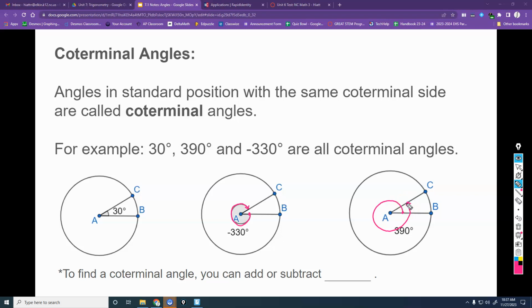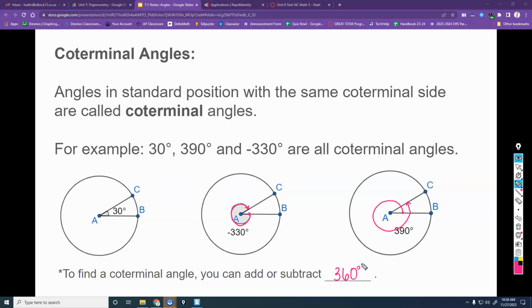All three of those angles look the exact same whenever you graph them, right? So they would be called coterminal angles. Their terminal side is in the same spot, okay? So here's the neat thing about this, especially with degrees, it's really easy to find coterminal angles. Because to find a coterminal angle, you can add or subtract 360 degrees. Okay? You just have to add or subtract 360 degrees.